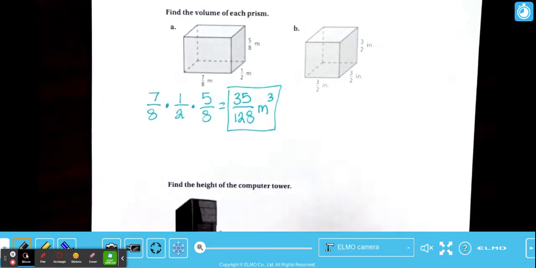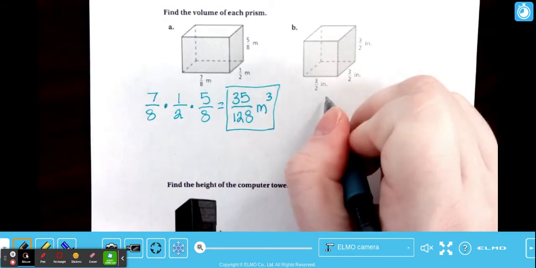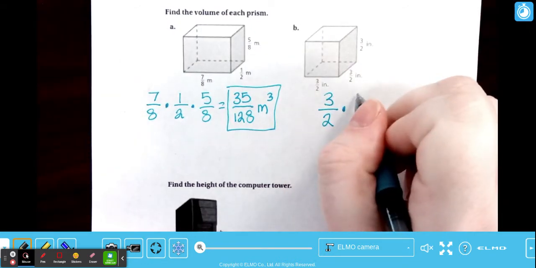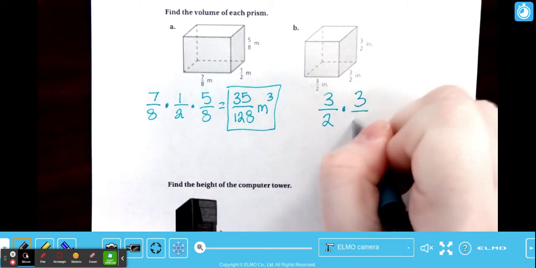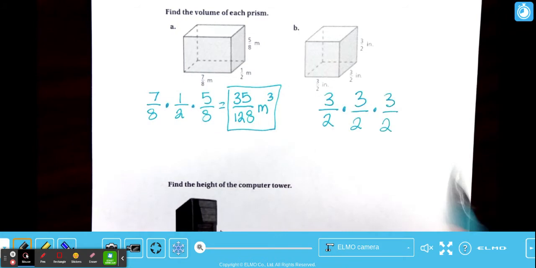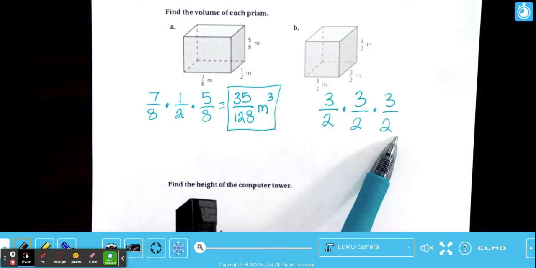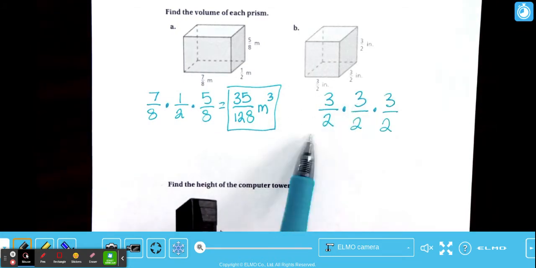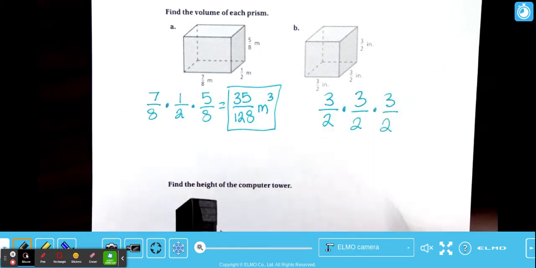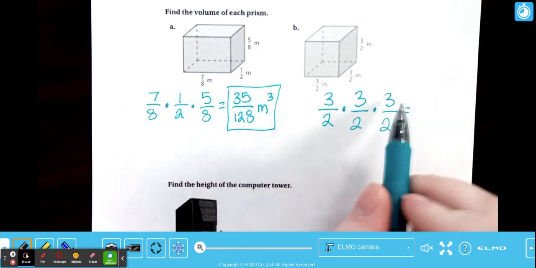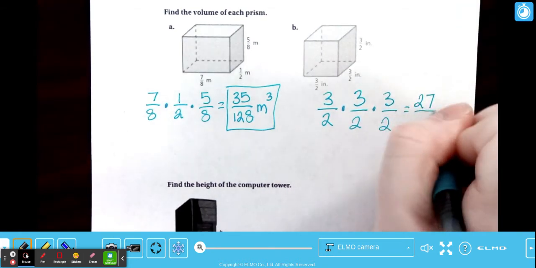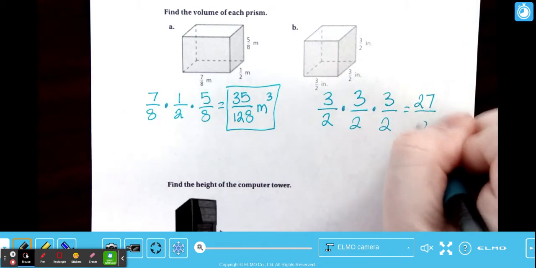All right, B. What am I going to do? Length, which is 3/2, times width, which is 3/2, times the height, which is 3/2. And then I check, can this 3 cancel with any of those 2's? No. Okay, what's 3 times 3 times 3? 27. What is 2 times 2 times 2? All right, can I leave it like that?